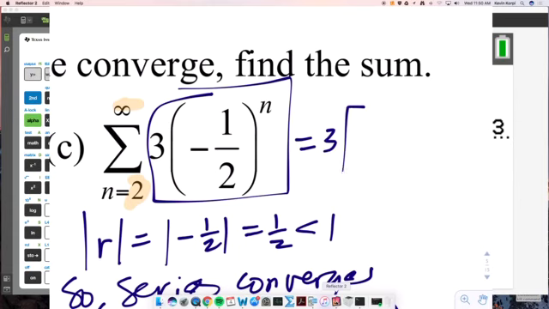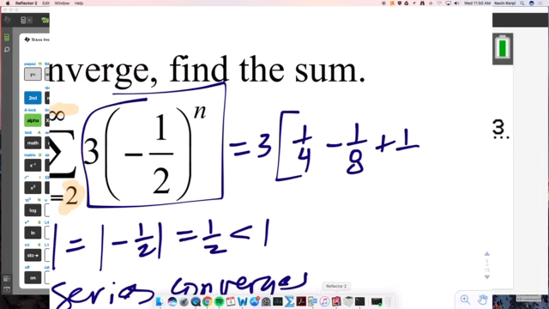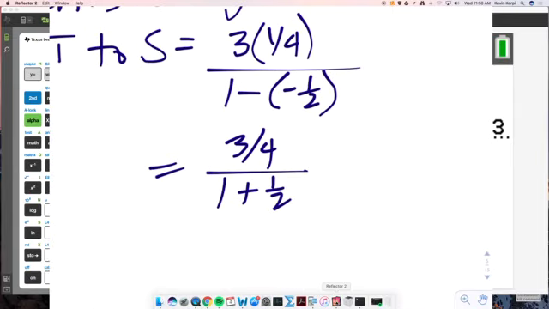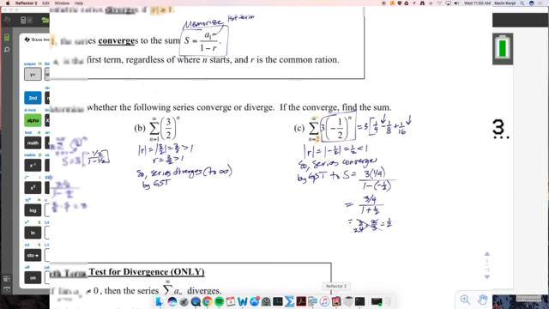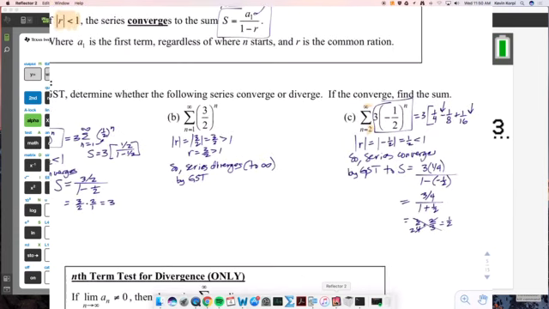If you start listing this out, it's 3 times. When you plug in a 2, you get positive 1/4. When you plug in a 3, you get negative 1/8. When you plug in a 4, you get positive 1/16. This is an alternating series, right? There's an alternator in there, but it also affects the magnitude. So yeah, you would expect the sum to be smaller if you're subtracting every other term instead of adding it. So we end up with 3/4 times the reciprocal of 3/2, which is 2/3. The 2/4 divides out to give you that. The 3's divide out and you're left with half, which, yeah, is a smaller sum.